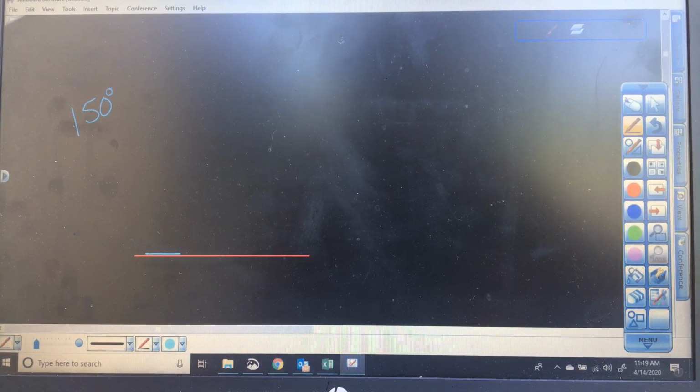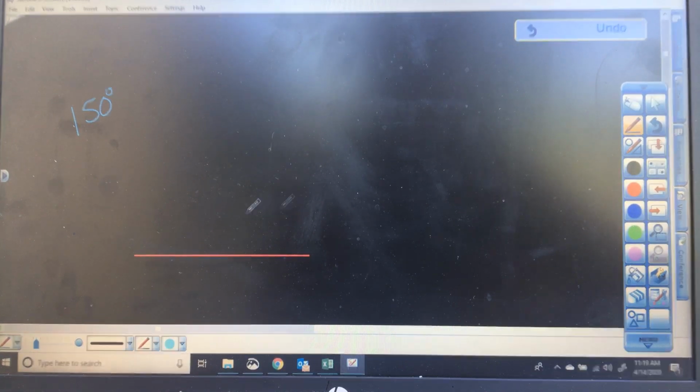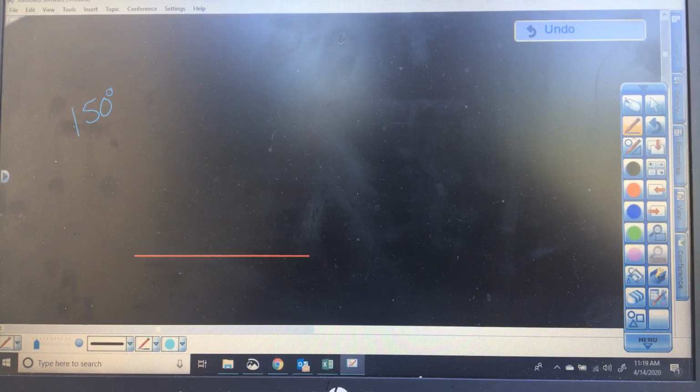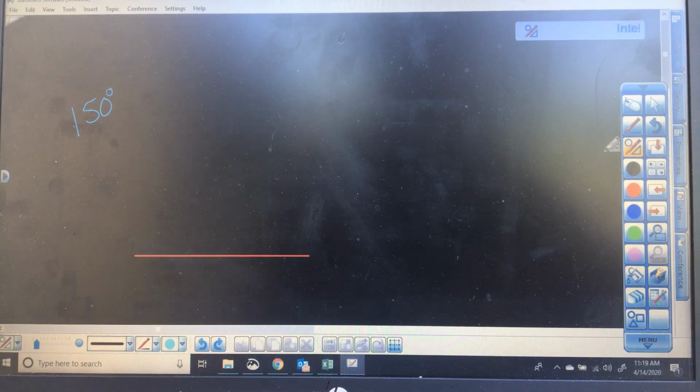Now this is a flat line. This flat line, if I just left it alone, would be 180 degrees. Again, if I just talked about this flat line right here, this would be 180 degrees, but I don't want 180, I want 150.